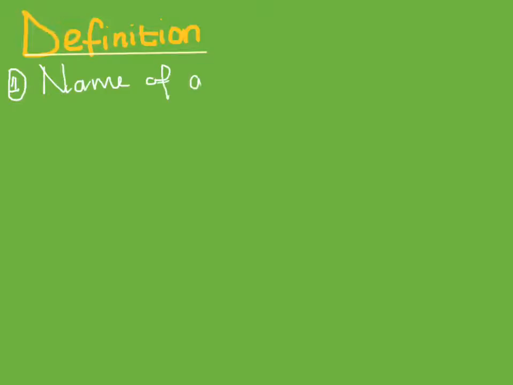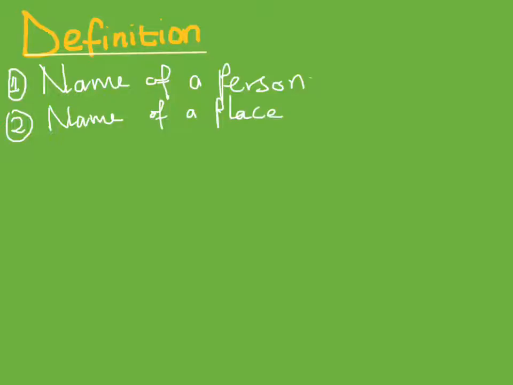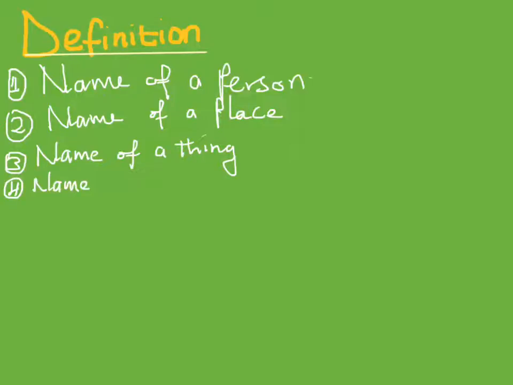Definition. Noun refers to the name of a person. 2, the name of a place. 3, the name of a thing. And 4, the name of an idea. A noun is a word that names a person, a place, a thing, or an idea.